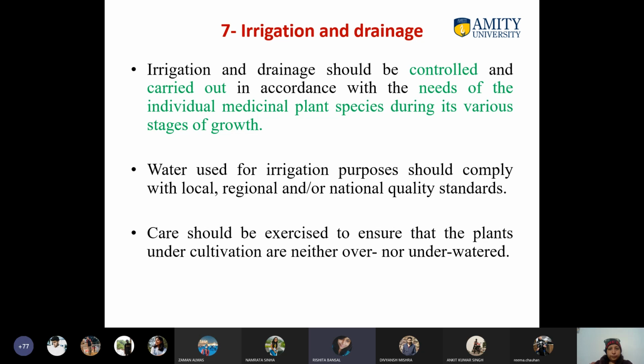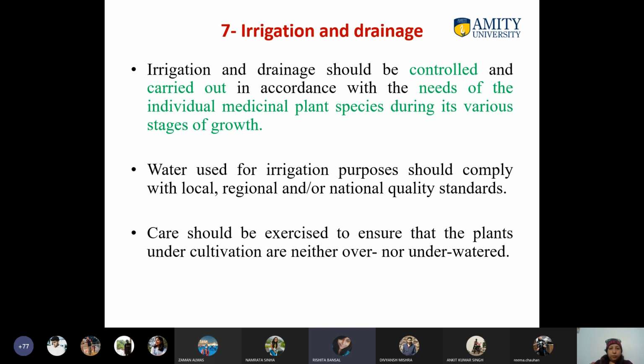Irrigation and drainage should be controlled and carried out in accordance with the need of the individual medicinal plant species during its various stages of growth. Water used for irrigation purposes should comply with local, regional, and or national quality standards. Care should be exercised to ensure that the plants under cultivation are neither over nor underwatered.